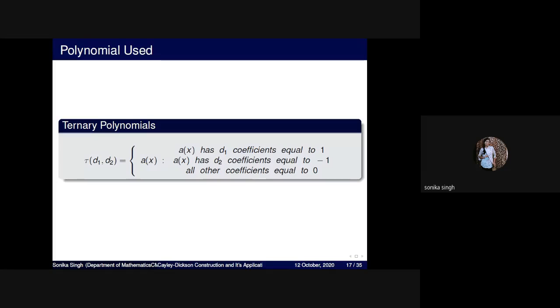Suppose there is a polynomial having d1 coefficients equal to 1, d2 coefficients equal to -1, and the remaining are zeros. Then we denote our ternary polynomial by tau(d1, d2). Ternary polynomials means coefficients should be 1, -1, and 0, nothing else.